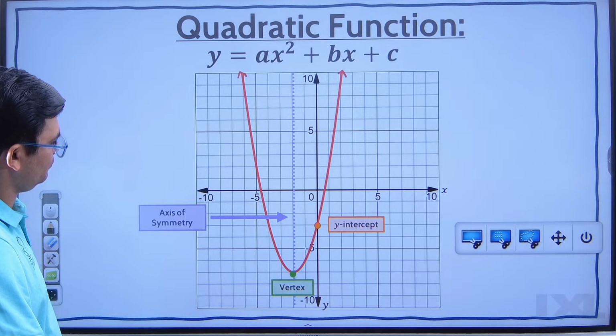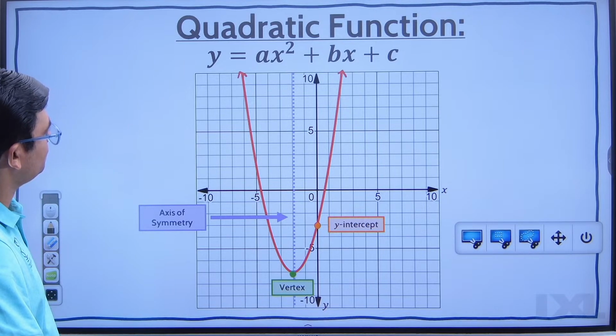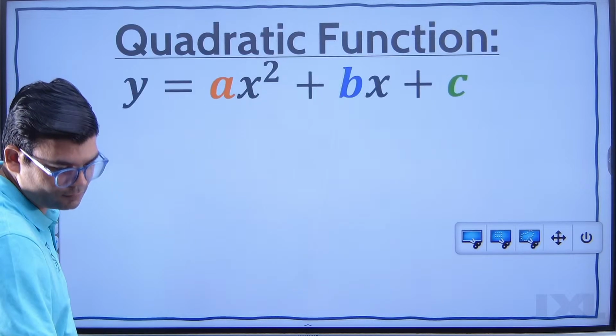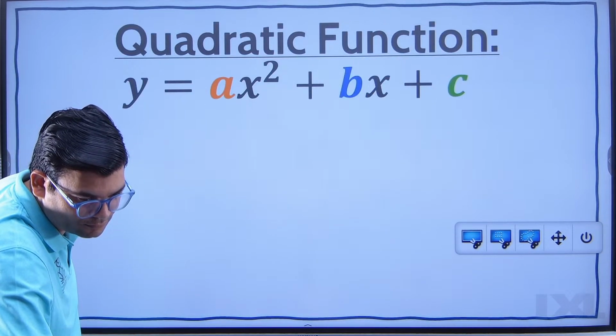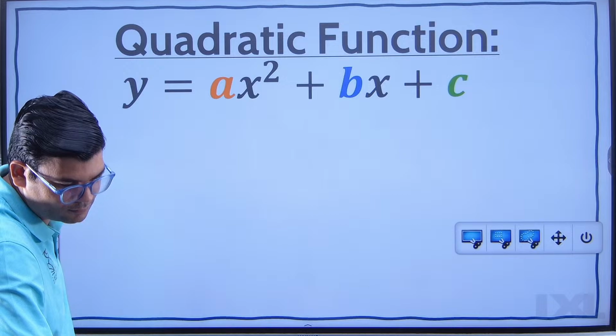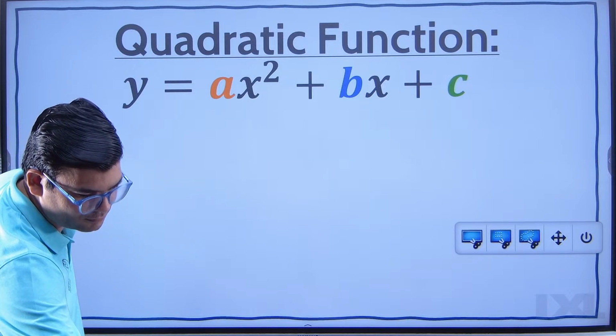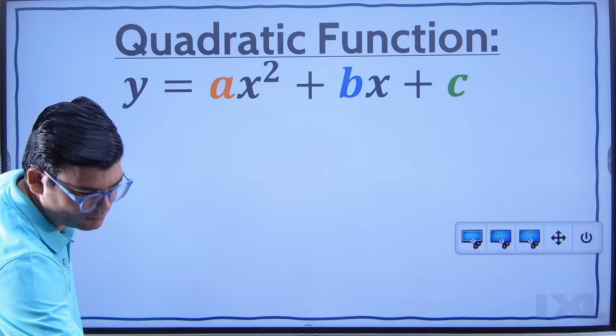Today, we are going to learn how to find these characteristics of a quadratic function using its equation. Remember, the quadratic function is in the form y equals ax squared plus bx plus c. Let's go over how to find certain properties of a quadratic by looking at the equation.